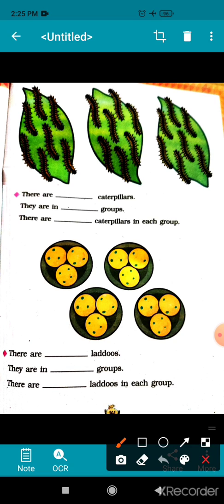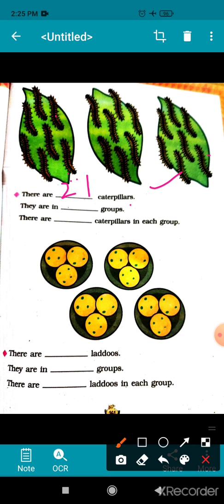Here you can see and count the number of caterpillars. Here there are 7 caterpillars on 1 leaf. So on 3 leaves, how many caterpillars will there be? 7 threes are 21, that you did before the exam. On one leaf there are 7 caterpillars, so on 3 leaves there will be more. 7 threes are 21 caterpillars, right?